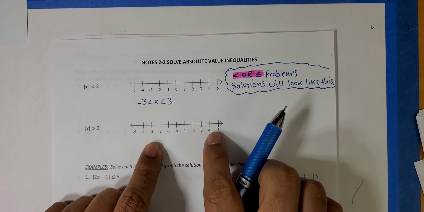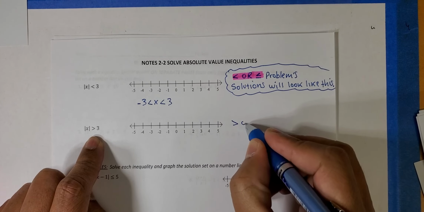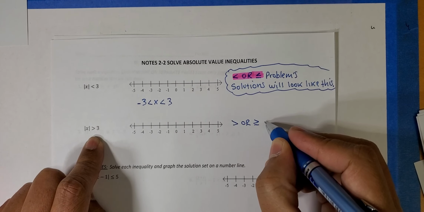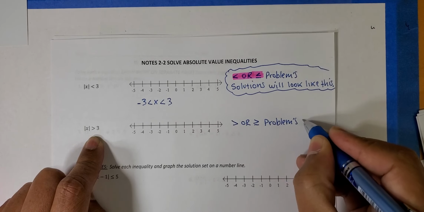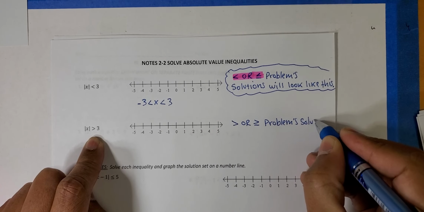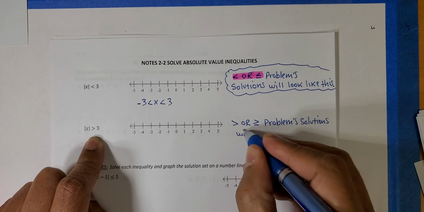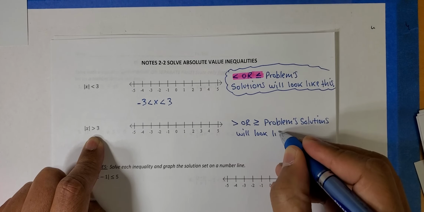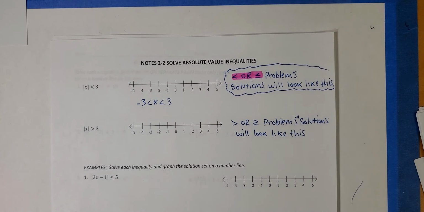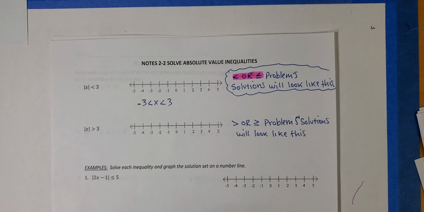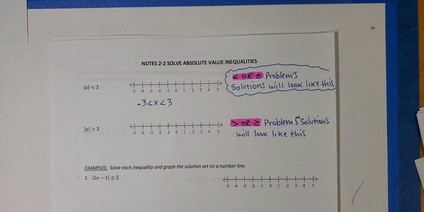All right, for the next one, notice the difference. This is greater than, so for this one it will look something like this. So if you see greater than or equal to, when you state the solutions, those are going to look like this. I misspelled this and I'll correct it. All right, and I'm going to again highlight greater than or equal to, just to let you know that this is very important.